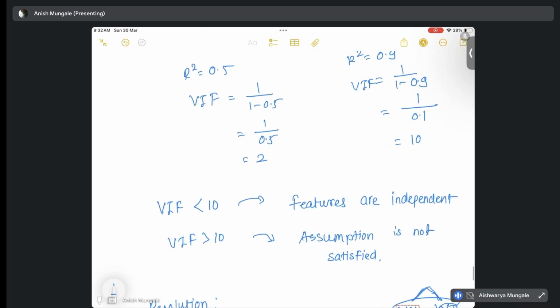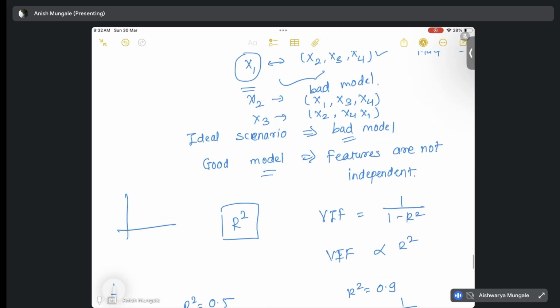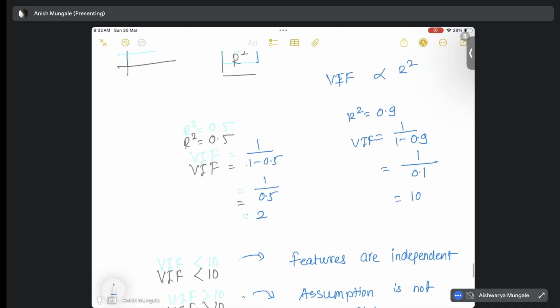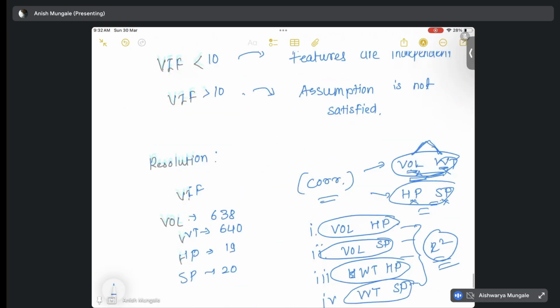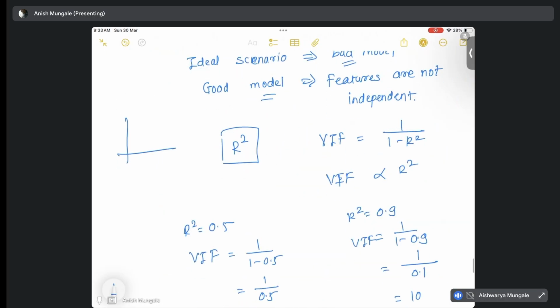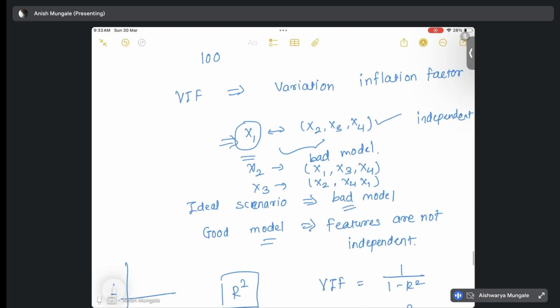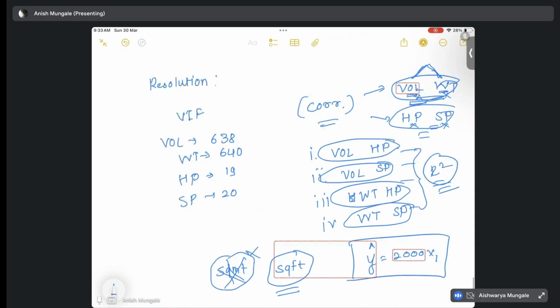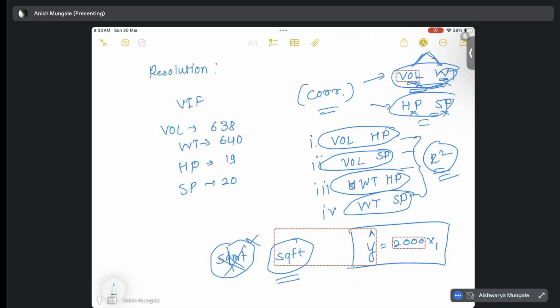So see, dependency we check when we did the test. Test we did for the features, not the output. Now we found out that all variables are not independent, or the features are not independent. Then we thought, okay, what could be the resolution?